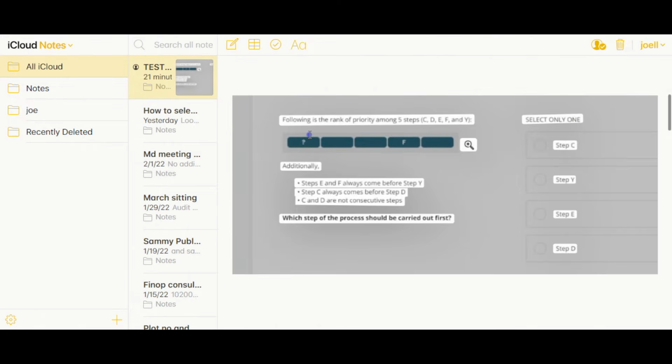But diving into the other, we have another brief question here. What you should expect, I'll leave it there for you to look at. It's basically concerning arranging alphabetical letters. And the question says, which step of the process should be carried out first?